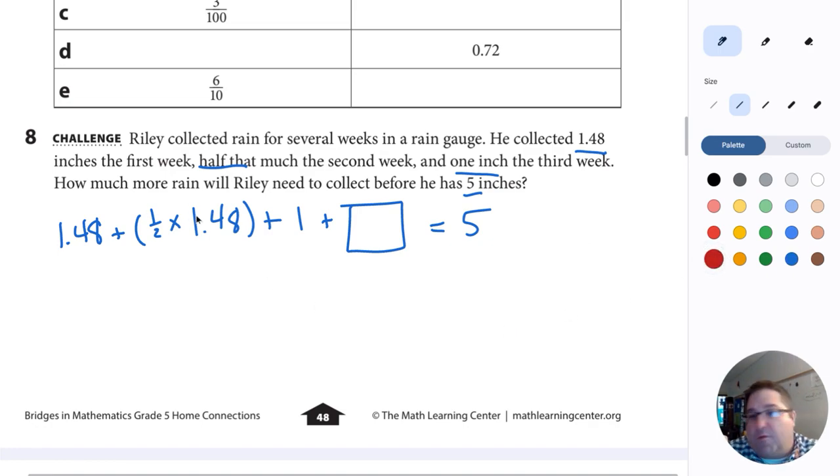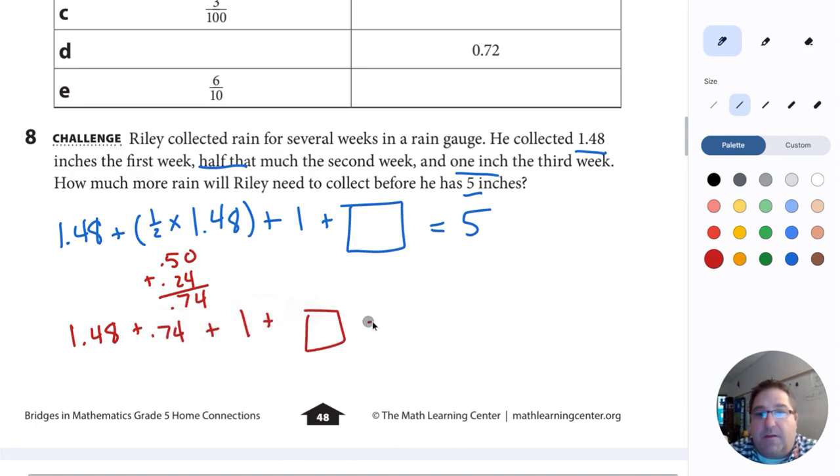So obviously, we just have to figure out what's half of 1 and 48 hundredths. We can break this down a couple ways. This 1, what's half of 1? Students were like, well, that'd be 50 hundredths, or 5 tenths. And then what's half of 48? Well, 24. So we can break those apart. Let's see, we get a 4 and a 7. So that tells us, okay, that's 74 hundredths.